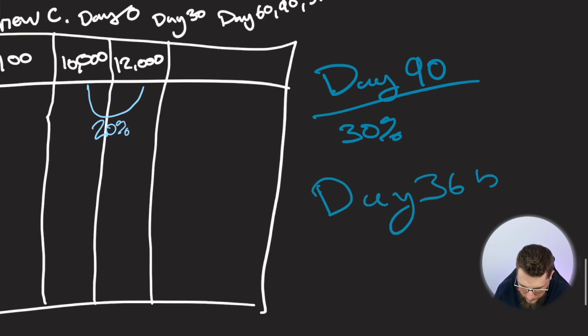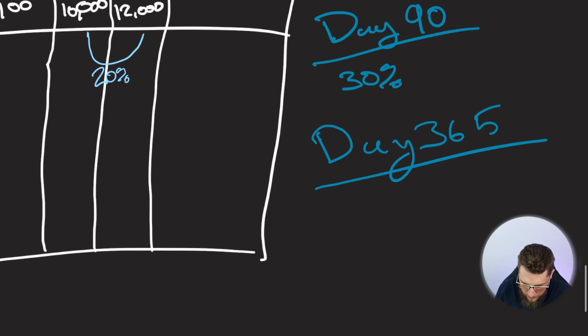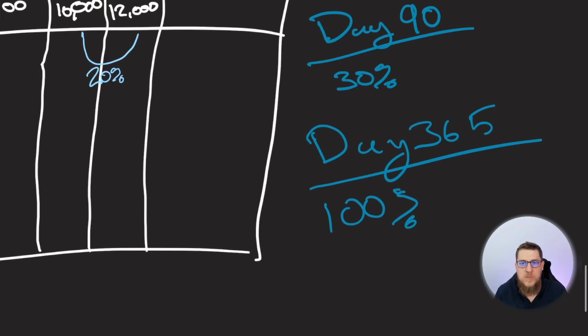So your 365-day LTV should be 100% increased, meaning every single customer that bought on that day should have doubled in value. Not every single customer, but the total value from the customers should have doubled by day 365, meaning you're continuing to extract value from your existing customers.